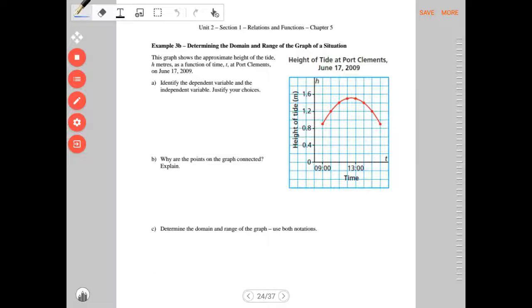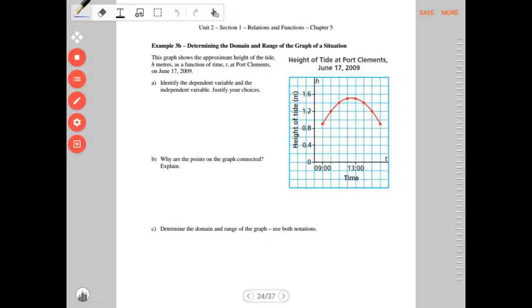Okay, so let's try another one. Determine the domain and range of a graph again. This graph shows the approximate height of the tide, h meters, as a function of time at Port Clemens on June 17th of 2009. Again, identify your variables.